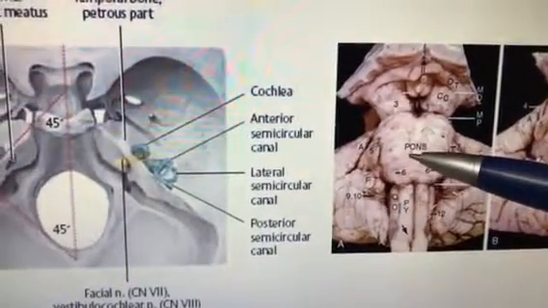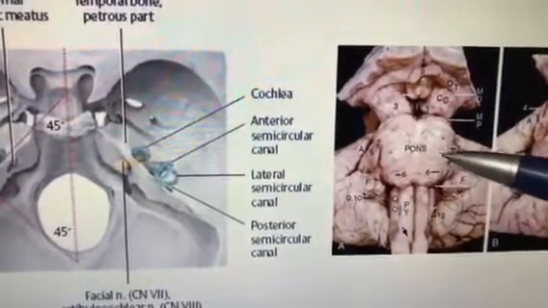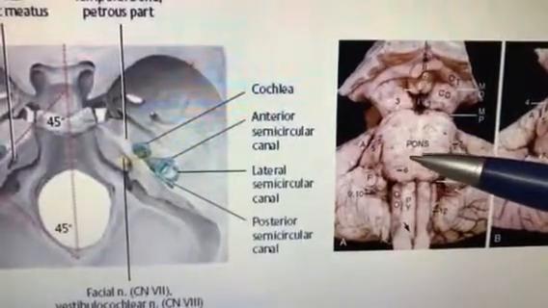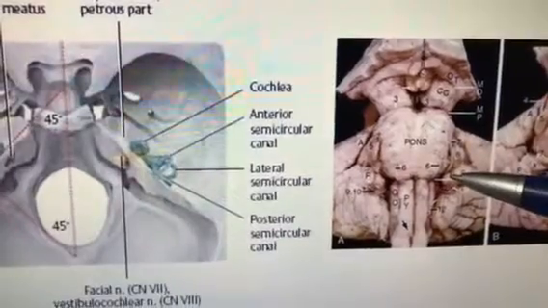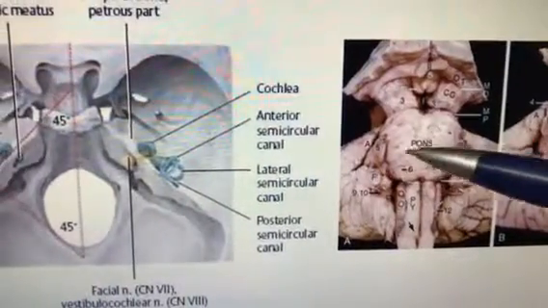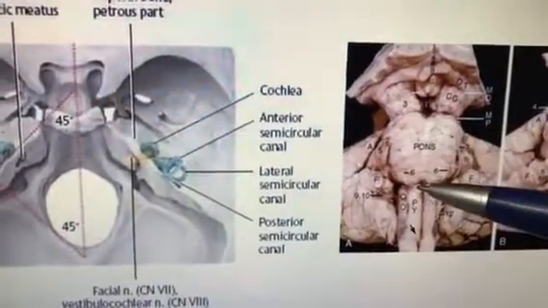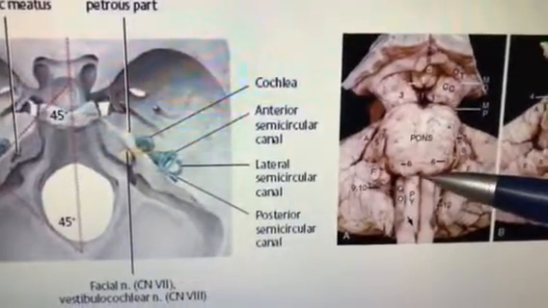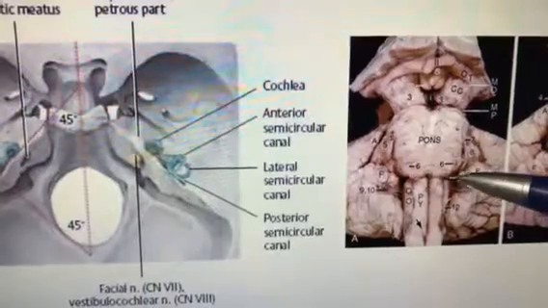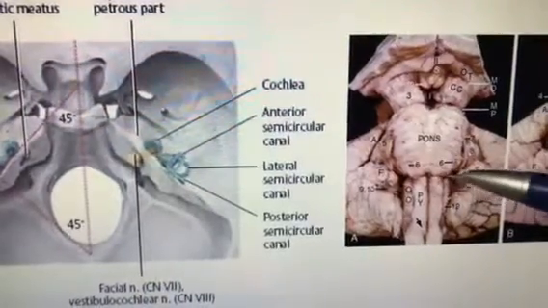And here you will be having pons 5, 6, 7 and 8. 5 is your trigeminal, 6 is your abducens, 7 is your facial and 8 is your vestibulocochlear. So all the 4 nuclei are present inside the pons. The nerves will be coming out at this junction called the pontomedullary junction. So now 6th, 7th, 8th will be coming out through this pontomedullary junction.